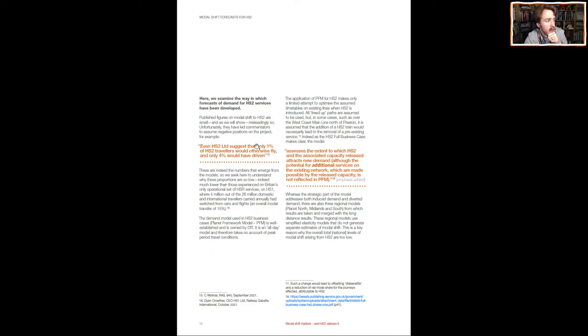Let's see. So this is looking at the developed forecasts. Published figures on modal shift to HS2 are small, and as we will show, misleadingly so. So they're doing the same job. They're pointing out that the mode shift is rubbish. Indeed, these are the numbers that emerge from the model. Even HS2 Limited suggest only 1% of HS2 travellers would otherwise fly, and only 4% would have driven.